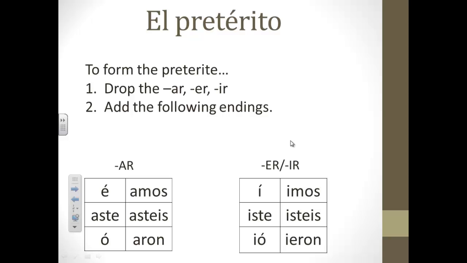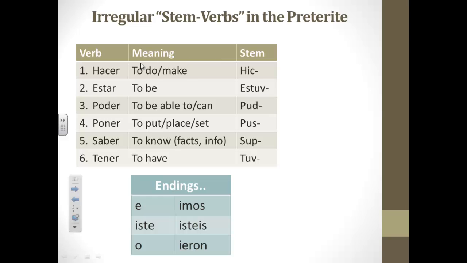Okay, building off of that, let's go to section 2 on your note guide. Here, we're going to talk about 6 verbs that are irregular in the preterite. These 6 verbs are listed here. We have hacer, estar, poder, poner, saber, y tener. All 6 verbs are what are called irregular stem verbs in the preterite.